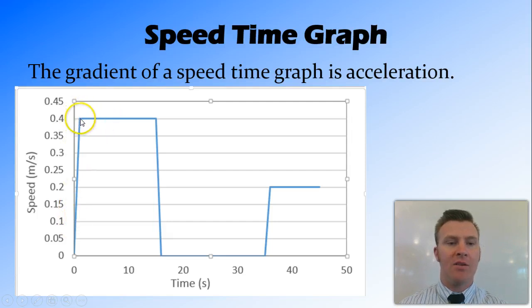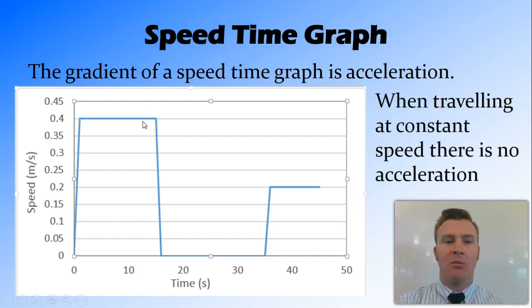We then have this flat point here where the speed stays at 0.4 meters per second. So it's neither increasing nor decreasing. And when we're not increasing or decreasing the speed, or traveling at a constant speed, there is no acceleration. So the acceleration in this part of the graph is 0. We then, at 15 seconds, get a very quick deceleration or negative acceleration.